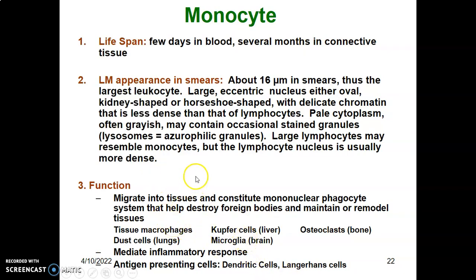Now, what are the functions of the monocyte? Monocytes are members of the mononuclear phagocytic system. Monocytes migrate into tissues and constitute the mononuclear phagocytic system. So we have monocytes in different tissues. So we can ask you to list 6 members of the mononuclear phagocytic system. So we have tissue macrophages, dust cells, so pulmonary macrophages in the lungs, Kupffer cells in the liver, microglial cells in the brain, and osteoclasts in bone. And these usually mediate inflammatory response. Okay, then name examples of antigen presenting cells. We have dendritic cells and Langerhans cells.